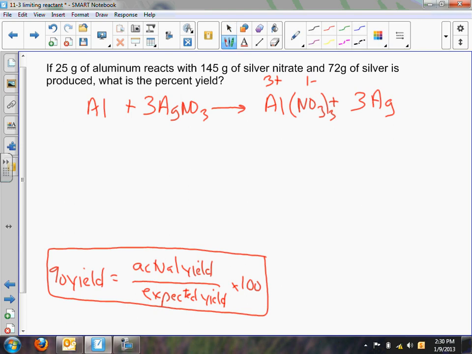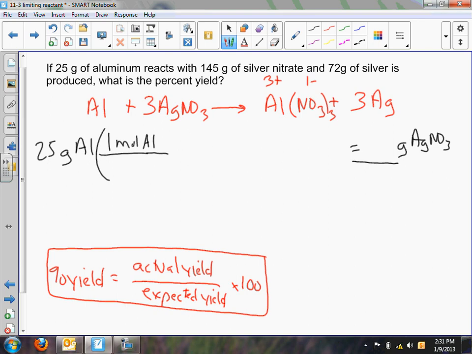Now, since we're given two different masses, we need to find the limiting reagent, because that will limit how much product I can make. So I'm going to start with one substance, 25 grams of aluminum, and I'm going to convert that into how many grams of silver nitrate I would need to react with that completely. So first step is always to change grams into moles. So 1 mole of aluminum, looking on the chart, would be 27 grams of aluminum.